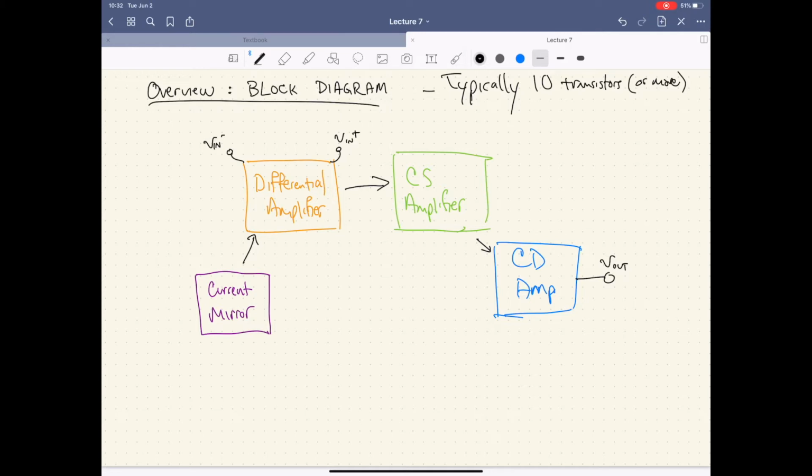So our differential amplifier here is going to be the first thing we talk about today. Then we'll move into the current mirror, tack on that CS amplifier, and finish with the common drain amp.